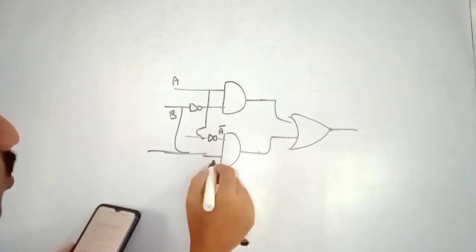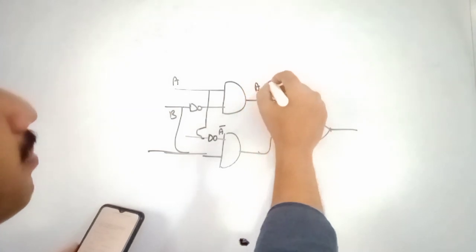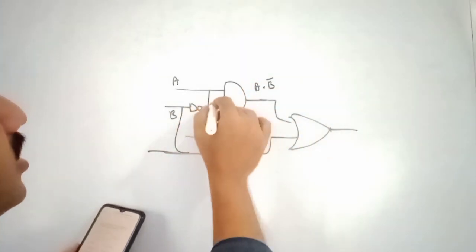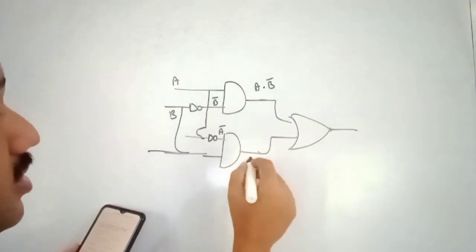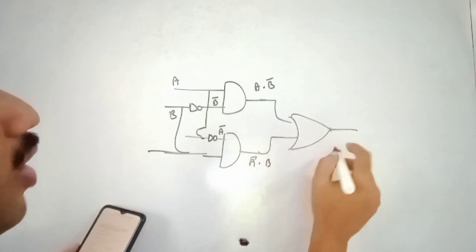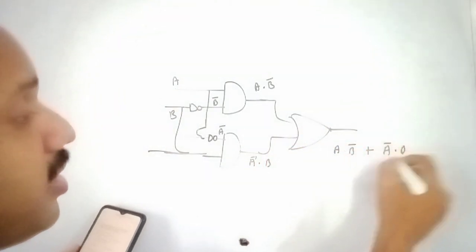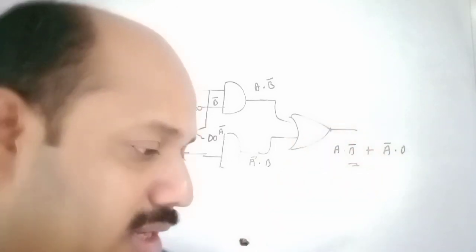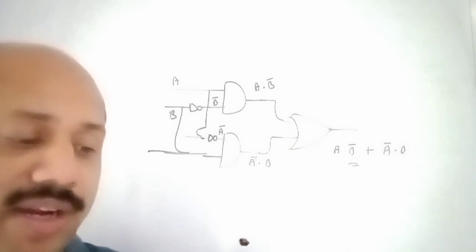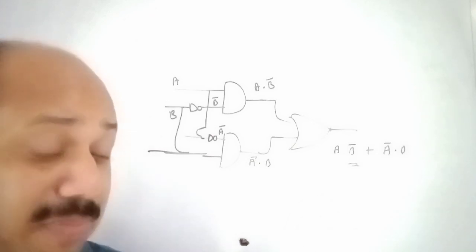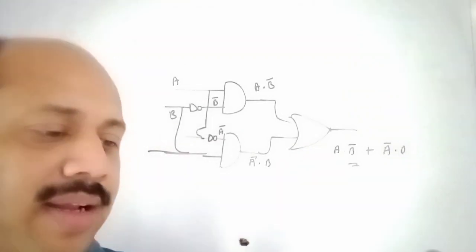Now this should be A bar, and this is B. This is A and B bar. Here it is A bar and B. Now this A and B bar plus A bar and B, because it is an OR gate. Therefore, the choice is 2. If you take the diagram like this, then you will get the answer like this. In printing, the symbols are not clear, therefore I am taking it like this.